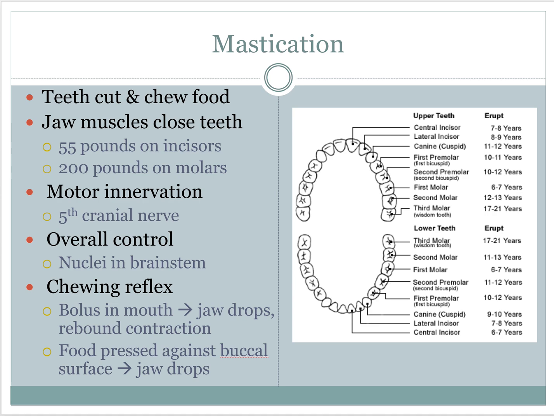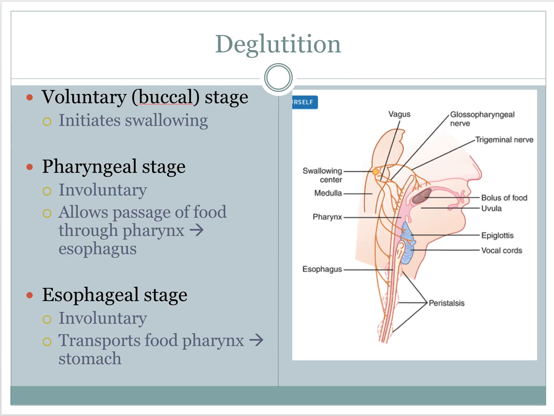So that's chewing, and we'll take a little look at this, but just know you put food in your mouth, the jaw drops when the food comes into contact reflexively with the inside of the mouth, and then there's a rebound contraction of the masseter, and then that just happens again and again until there's physical swallowing or deglutition.